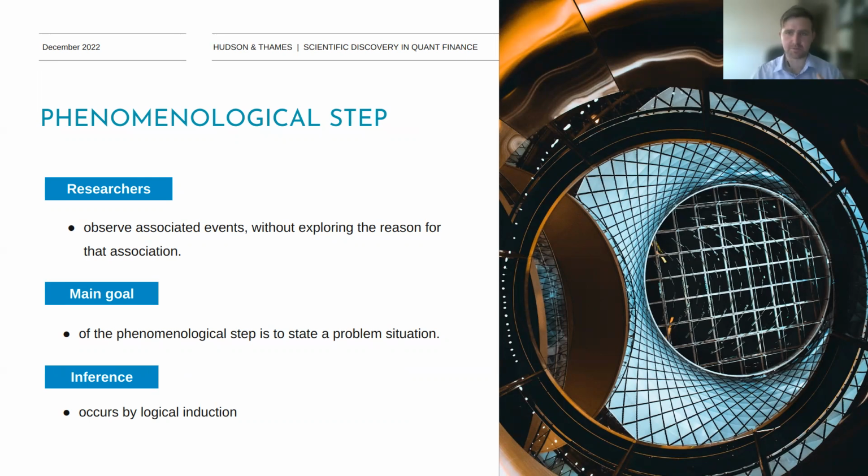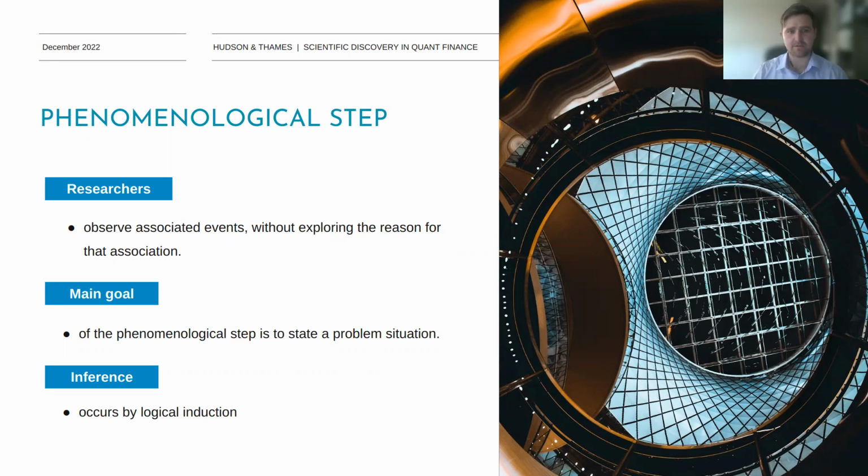Okay. So researchers observe associated events without exploring the reason for that association. As you mentioned, you observe something, but you don't necessarily know why it is. Drawing back on the example that Jock brought up, the PIN, the probability of informed trading, I think how they came up with that theory is you notice that when there's order flow imbalance, the bid-ask spreads widen and there's also greater volatility. At this stage, you can just see that these two are really related to one another, but you don't necessarily know why that is the case, right?